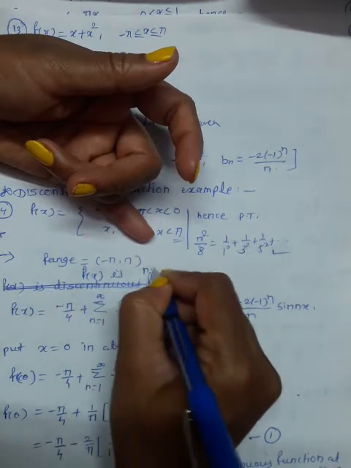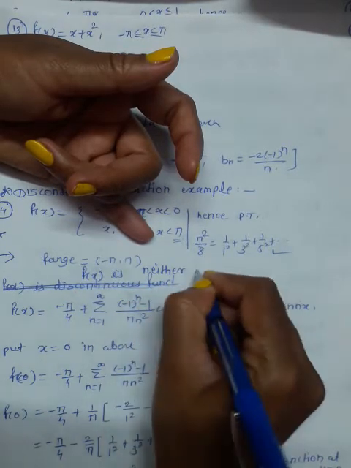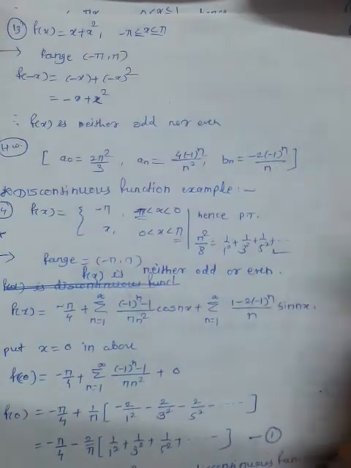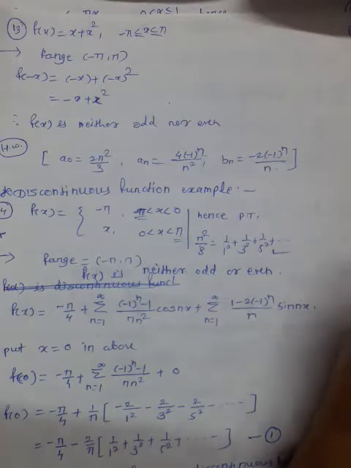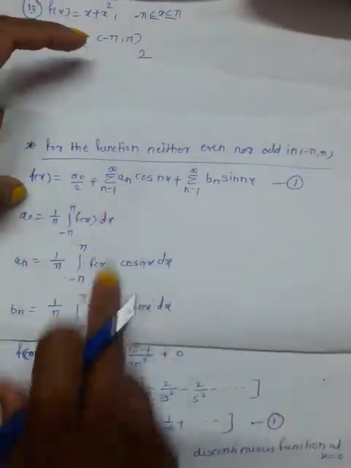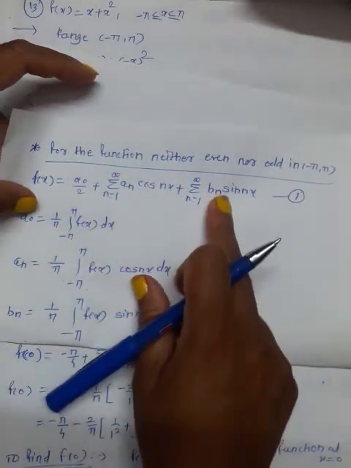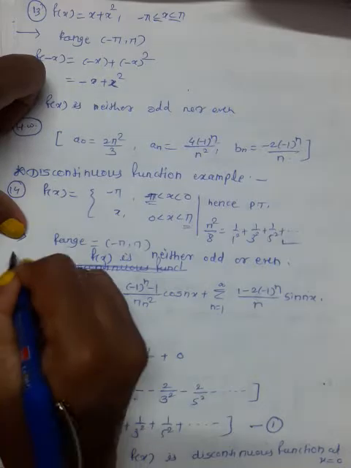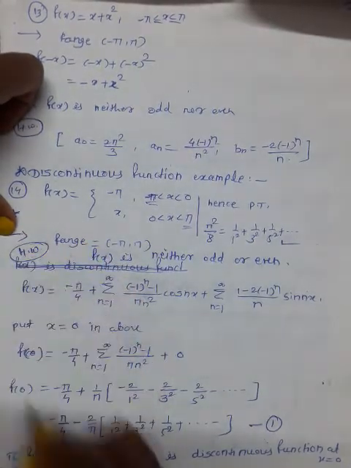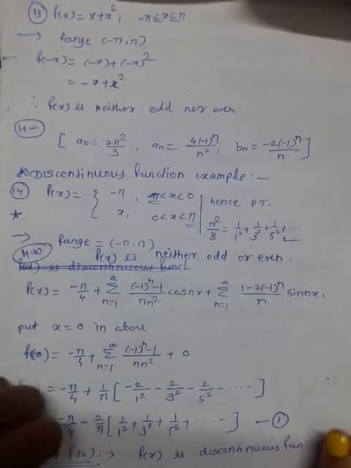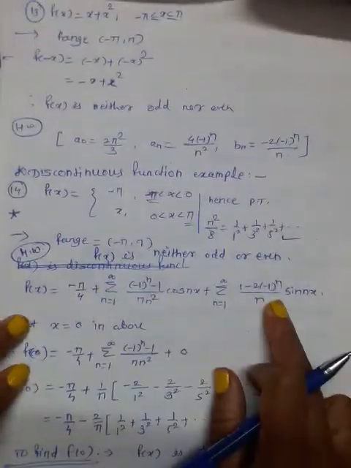f(x) is neither odd nor even. Therefore, we have to calculate the Fourier series as it is, by using these formulas. This is the homework for you. Finding the Fourier series is homework because it is very easy. We have already solved so many examples. Now this is the answer for the Fourier series.